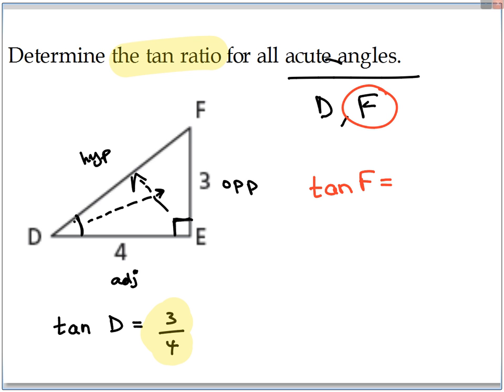Abdur Rafi knows this one because he did his homework in block 1. If this one's 3 over 4, this one should be 4 over 3. Why? Now we're working with this angle up in the top here. So straight across F, now 4 becomes the opposite, and 3 is the adjacent. Hypotenuse always stays the same. So the opposite and the adjacent just switch, which means now tangent of F is 4 over 3. And if they're asking you to determine the ratio, that's all they care about. Just the ratio.